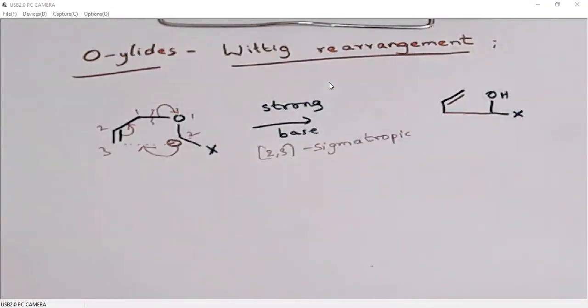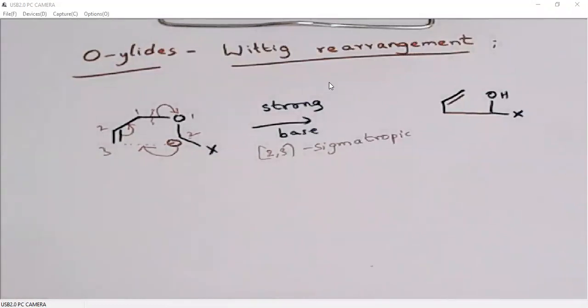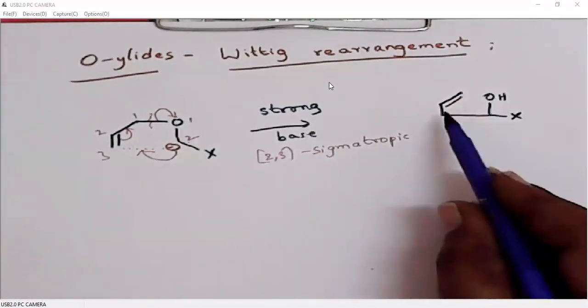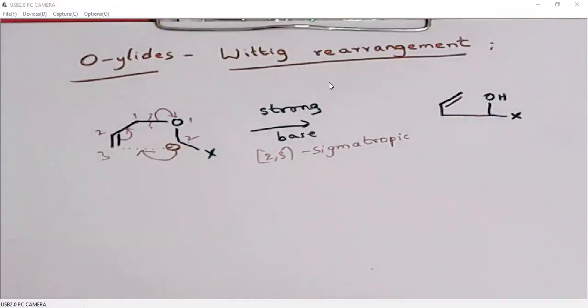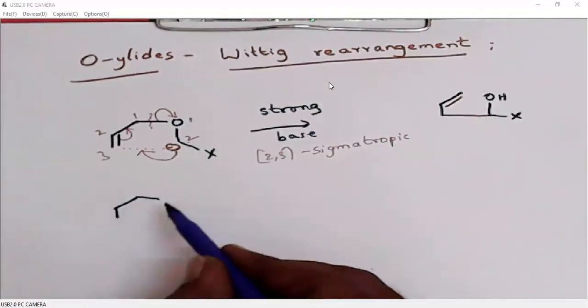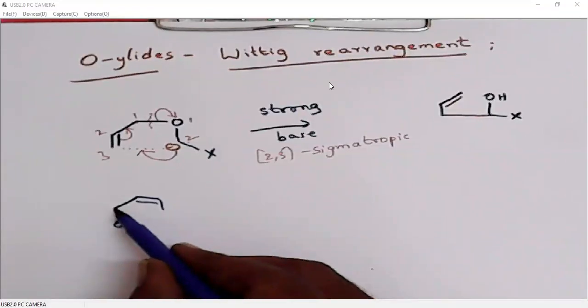Okay, right. But when substituents are there, here we don't have any substituents, but when substituents are there, how do we predict the stereochemistry of the products? One thing is, most of the time this double bond is an E double bond. I'll give you an example for this, and then we will see how the stereochemical outcome can be affected in 2,3 sigmatropic rearrangements.